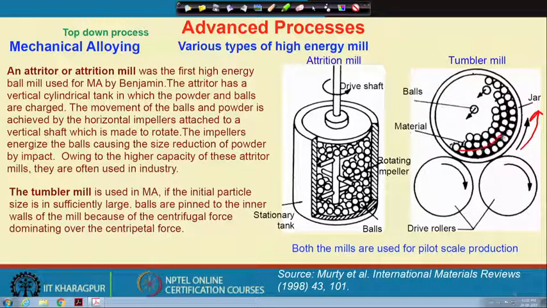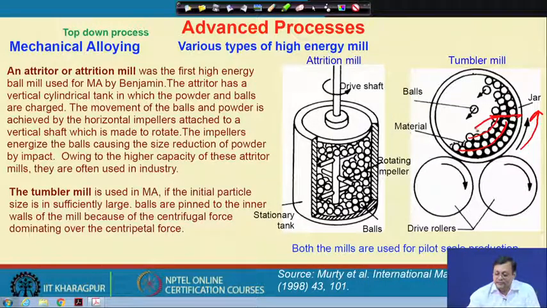If the speed is too low, the ball will go only up to a small height and then fall again. If the speed is too high, all the balls will be centrifuged. So, an optimum speed has to be chosen so that the ball can go to a higher height and then fall, causing impact. These are some of the very important parameters, the milling parameters, that should be chosen.